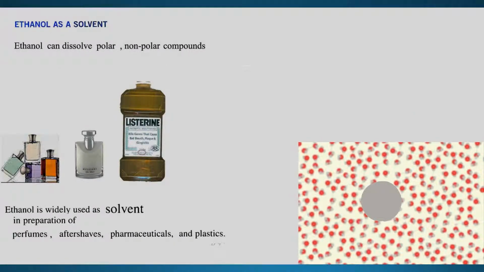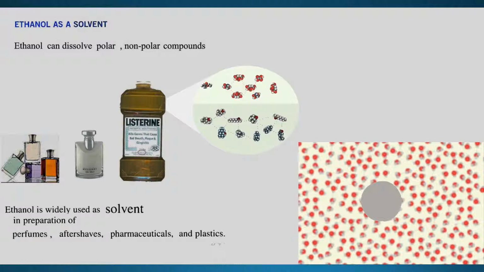Now let's look at the use as a solvent. This is because ethanol can dissolve both polar and non-polar compounds. Ethanol is used as a solvent for many perfumes, aftershaves, pharmaceuticals, and industrial plastics, with many different examples. You may wonder what is meant by solvent. Let's explain with the example of Listerine. Do you think Listerine is made of only one product, or of many different molecules? Students would easily assume it must be made from many different molecules.